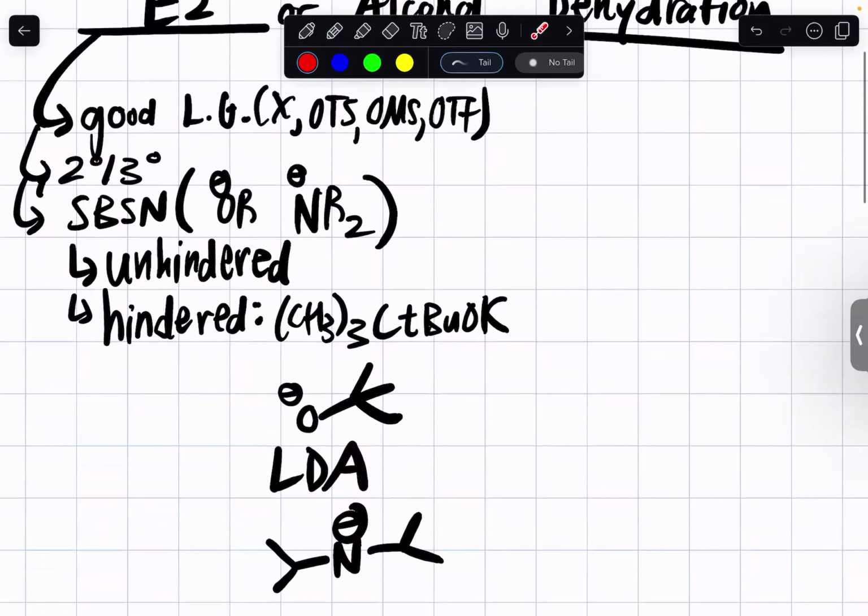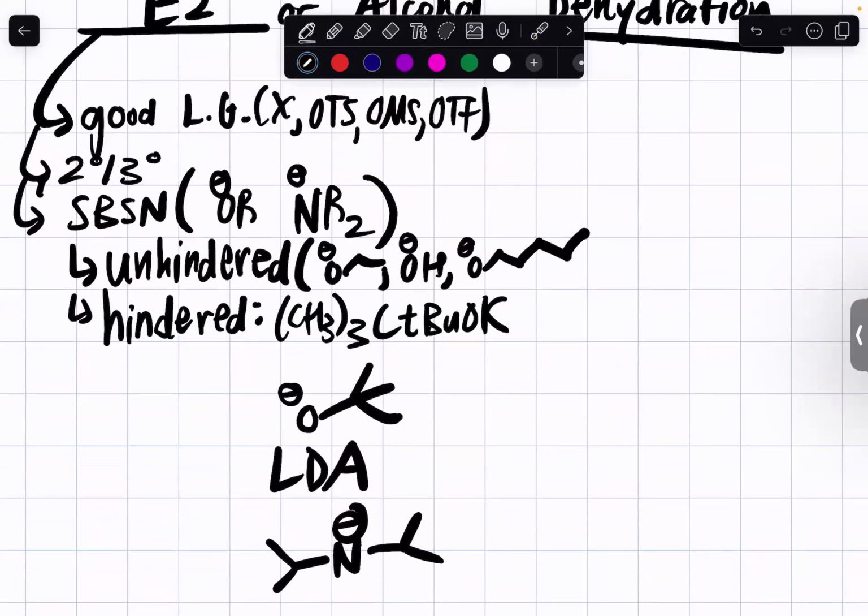bulky or hindered. Some examples of unhindered ones would be something like ethoxide, hydroxide ion. The chain of the ethoxide does not matter. It could be really long because it will basically float away from the reaction, right? But once you have something like this on the alpha carbon, then this will be considered hindered. But if you only have one R group on the alpha carbon, then this is considered unhindered, right?